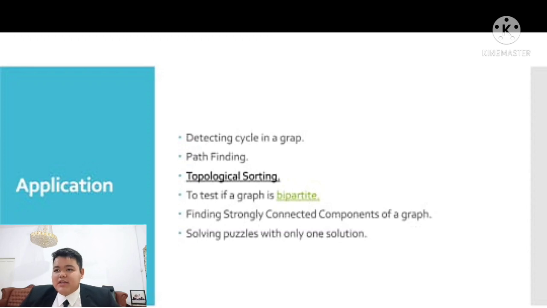These are the applications. First, detecting cycles in a graph. Second, path finding. Third, topological sorting. Fourth, testing if a graph is bipartite. Fifth, finding strongly connected components of a graph. The last one is solving puzzles with only one solution.